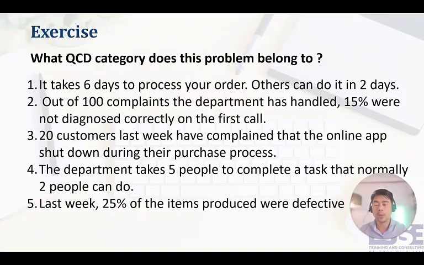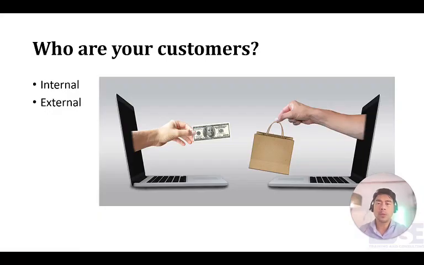And number 5, last week 25% of the items produced were defective. So this one is a quality type of problem. The next question that we ask is, who are your customers?